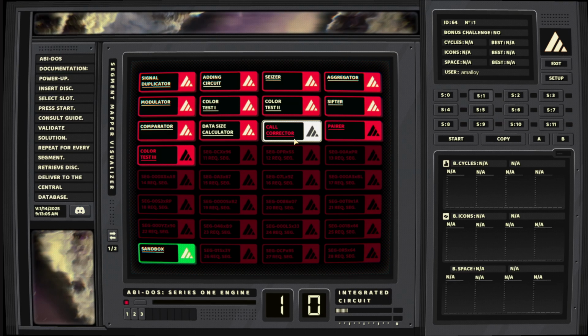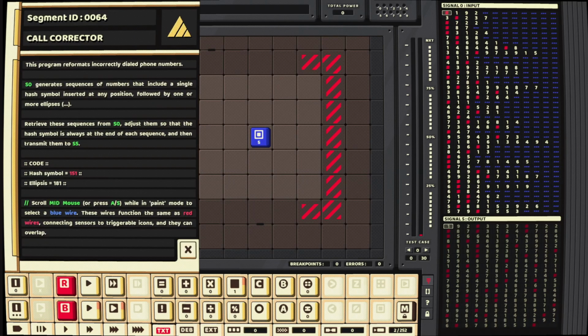Call Corrector. Who knows what that means? Let's try it out. This program reformats incorrectly dialed phone numbers, okay? X generates sequences of numbers that include a single hash symbol inserted at any position, followed by one or more ellipses. Sequences of numbers with a hash followed by ellipses, okay? Retrieve those sequences, adjust them so the hash symbol is at the end of each sequence, and then transmit them.